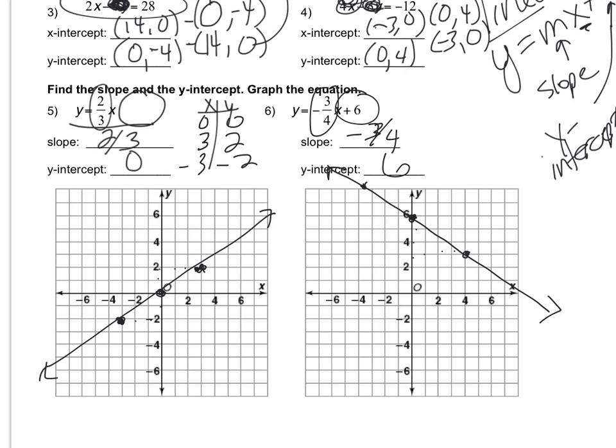And remember to always put those arrows at the end of the line. Linear equations have an infinite number of solutions, so we want to make sure and indicate that by putting the arrows at the end.